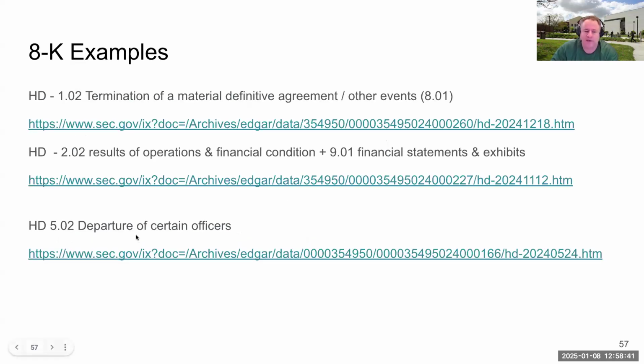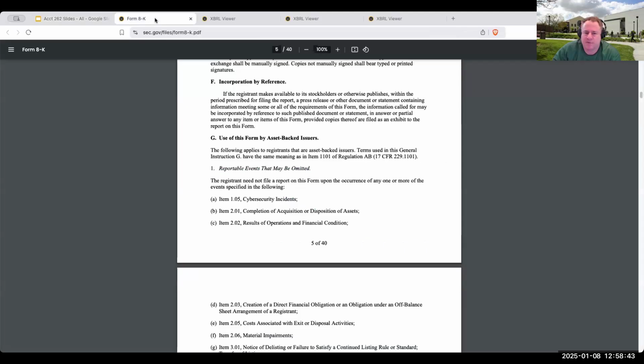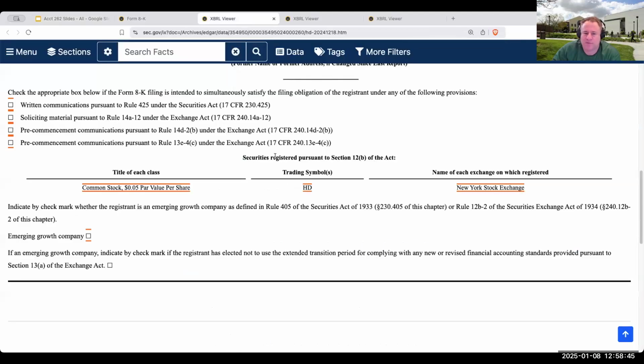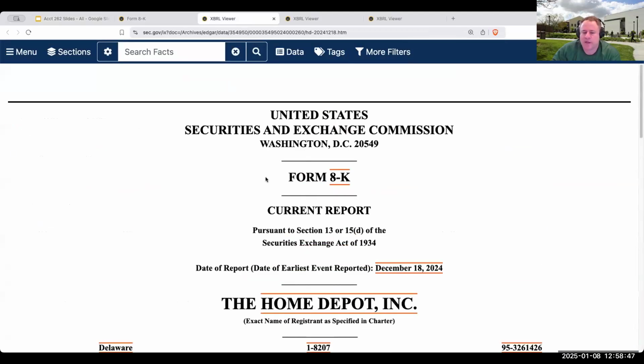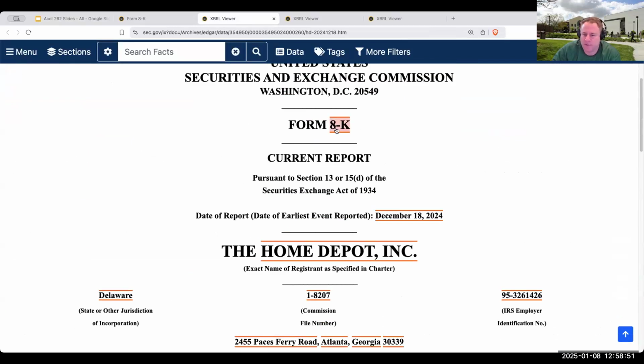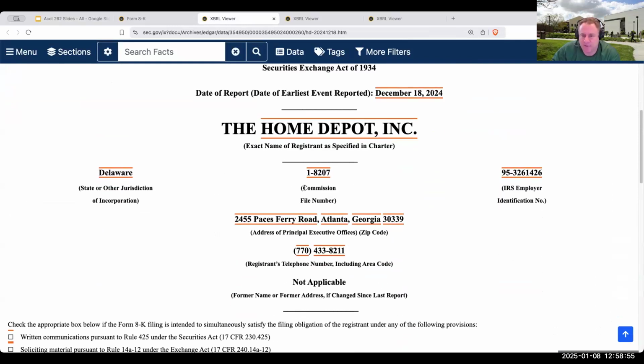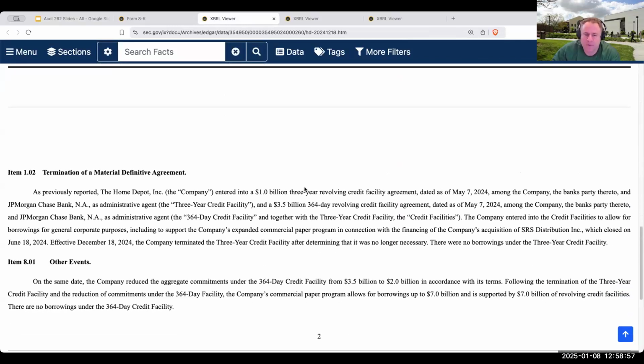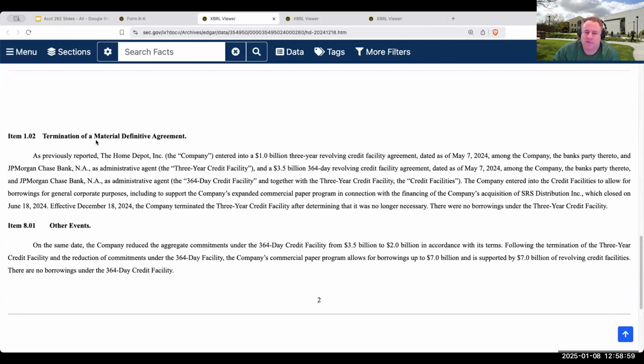So let's go ahead and take a look at the samples over here, and I've just pulled up some random ones. So here we go. We've got one from the Home Depot. This is a Form 8-K current report, right? Because this is something that's happened that we need to let everybody know about. So, termination of a material definitive agreement.